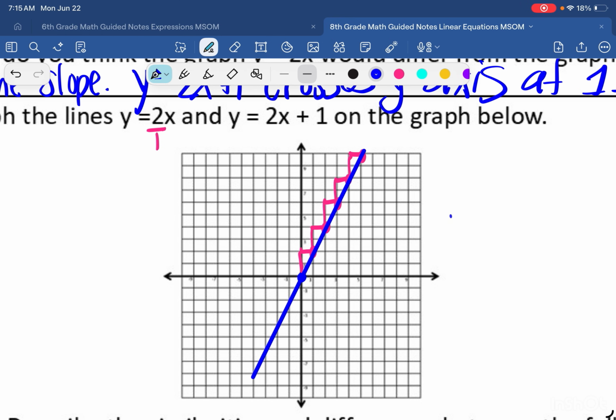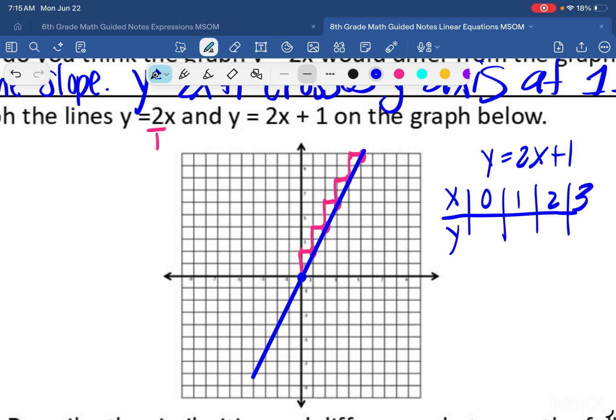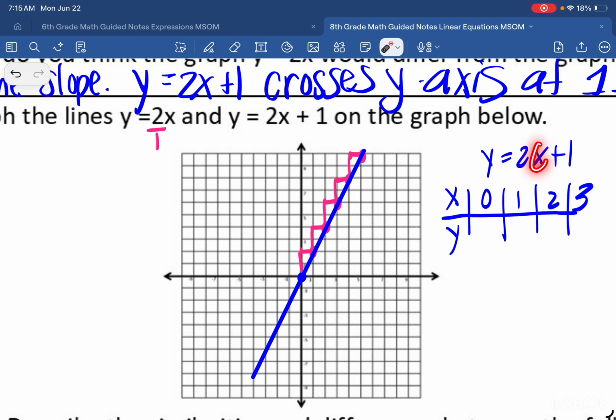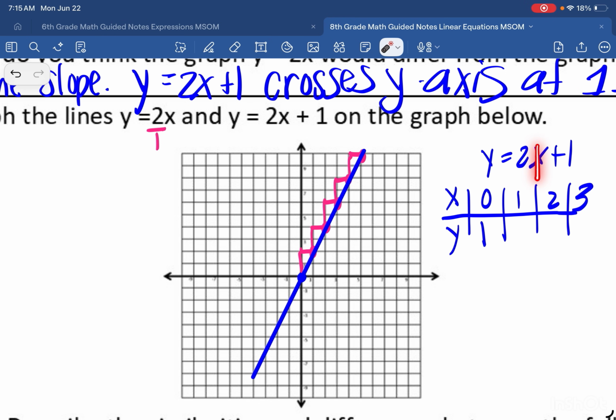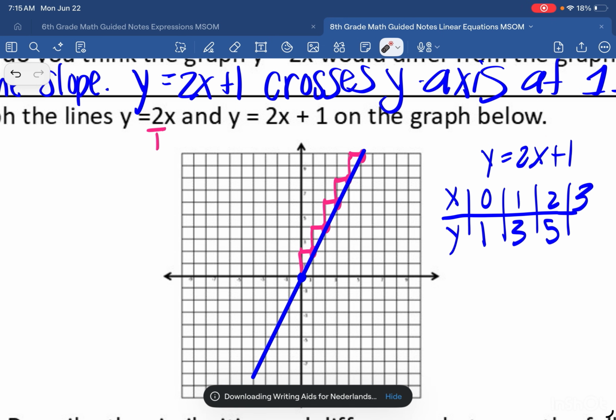So if I need to, I can make a table for my y equals 2x plus 1. If I substitute in 0, 2 times 0 is 0, plus 1 is 1. If I substitute in 1, 2 times 1 is 2, plus 1 is 3. Substitute in 2, 2 times 2 is 4, plus 1 is 5. Substitute in 3, 2 times 3 is 6, plus 1 is 7.